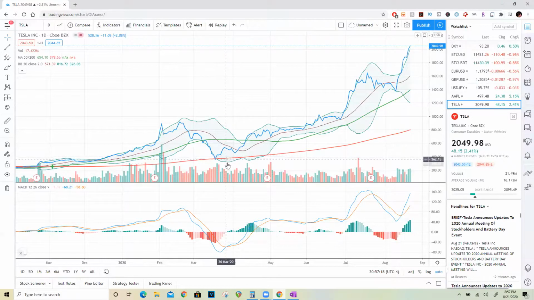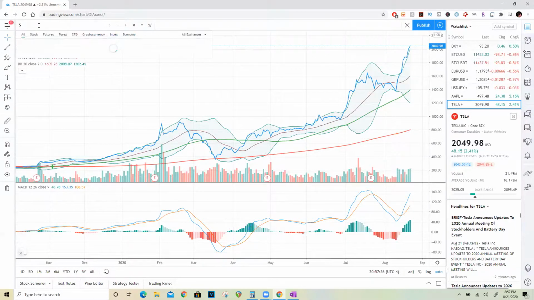It could have just as easily gone down further, but I just bought in a couple of shares, started seeing that it was going up, and around here, the leading indicator crossed over the lagging indicator. I bought a few more shares here, and I just held on, and the rest is history with how Tesla has been going on since then, okay?